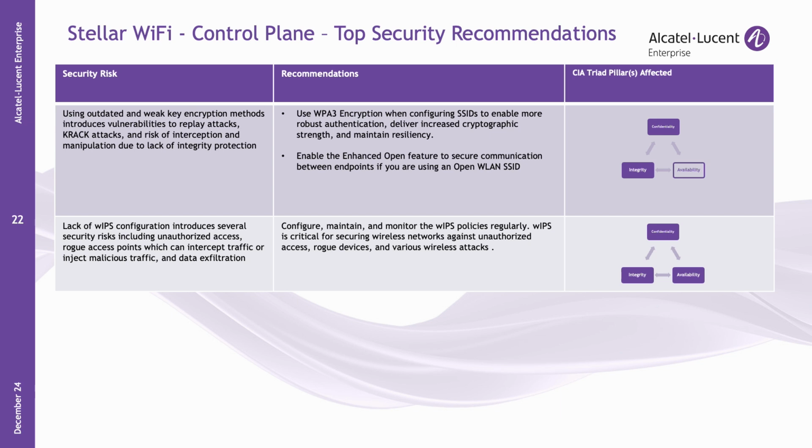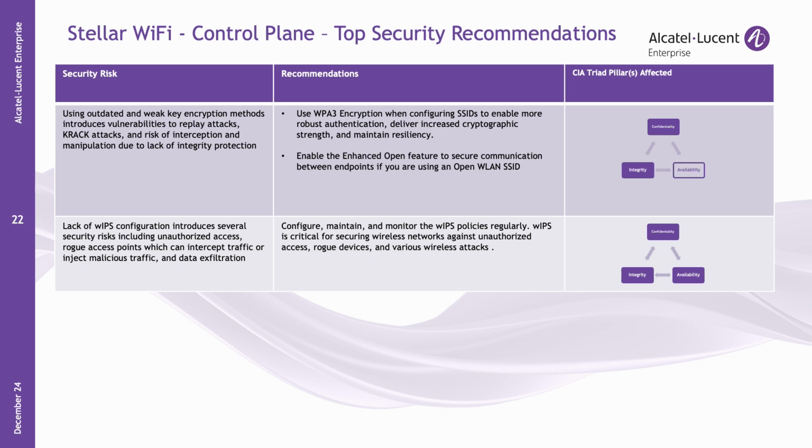It provides more robust authentication and stronger, improved encryption. In case you are using an open SSID, such as in coffee shops or airports, you should use the enhanced open feature to secure the communication. Using weak encryption methods primarily affects the confidentiality and integrity aspects of the CIA triad. Weak encryption methods expose sensitive data to unauthorized access, directly compromising confidentiality. They also make it easier for attackers to tamper with data, so it also compromises integrity.